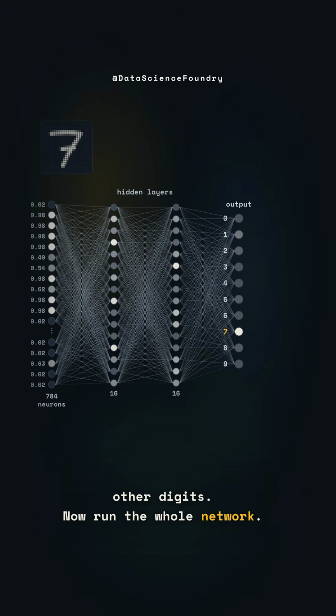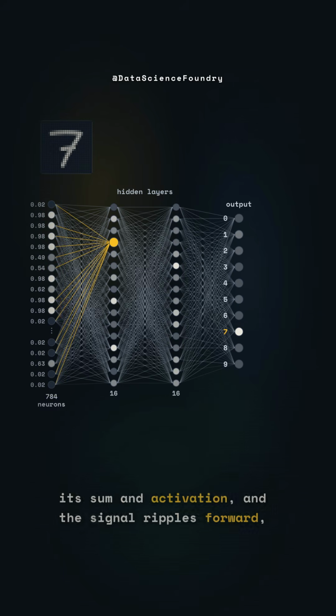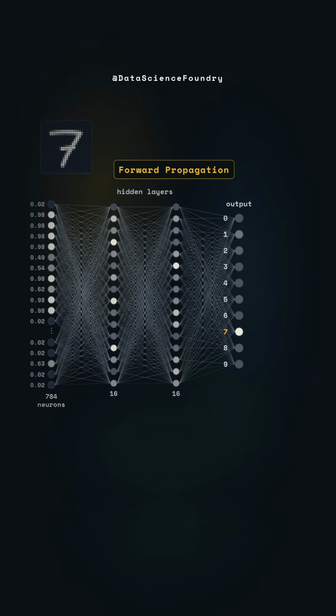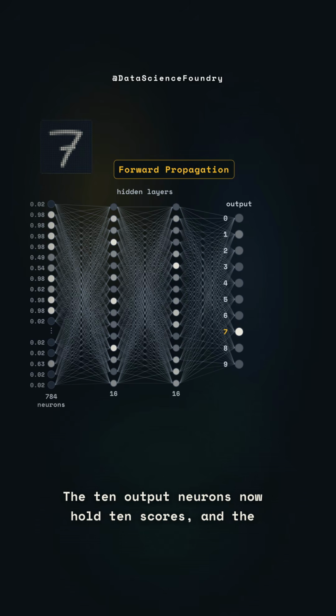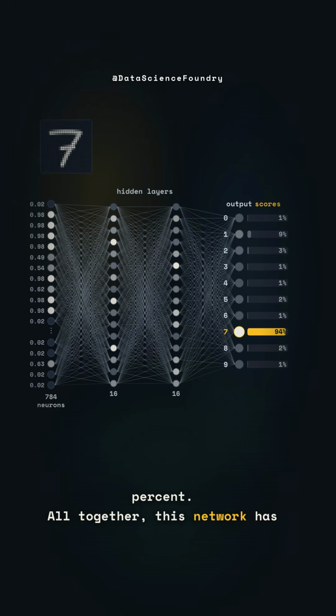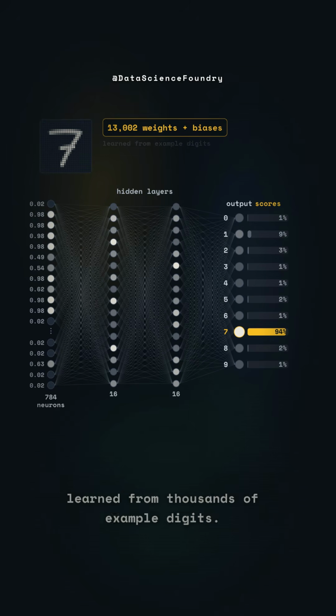Now run the whole network. The pixels light up the input layer, every neuron computes its sum and activation, and the signal ripples forward layer by layer. This is forward propagation. The 10 output neurons now hold 10 scores, and the answer is simply the highest one. Here, 7 wins with 94%. Altogether, this network has about 13,000 weights and biases, and every one was learned from thousands of example digits.